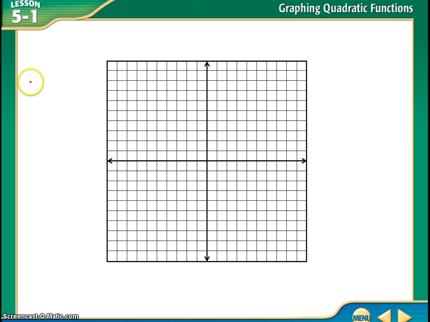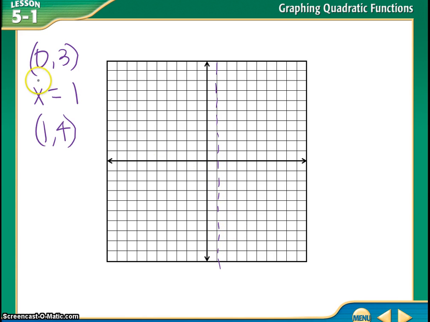Now we're just going to graph it. So I'm going to rewrite what we found. We've got our intercept, (0, 3). Our axis of symmetry, x equals 1. And our vertex at (1, 4). So we're going to go to x equals 1, draw our vertical line. There's our axis of symmetry. We've got our vertex at (1, 4). Put a point. And we've got our intercept at (0, 3).